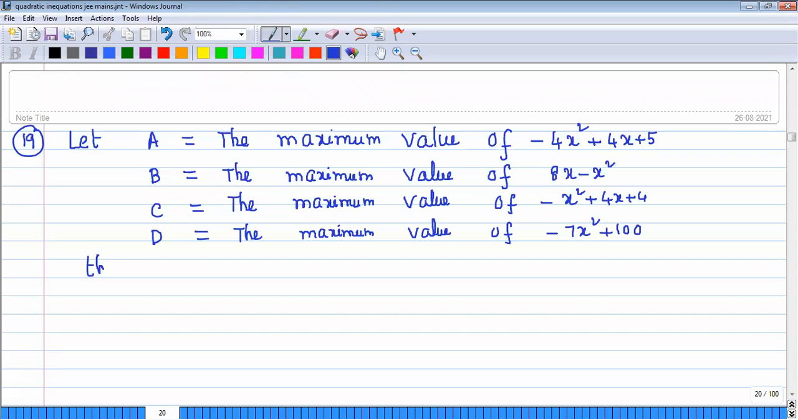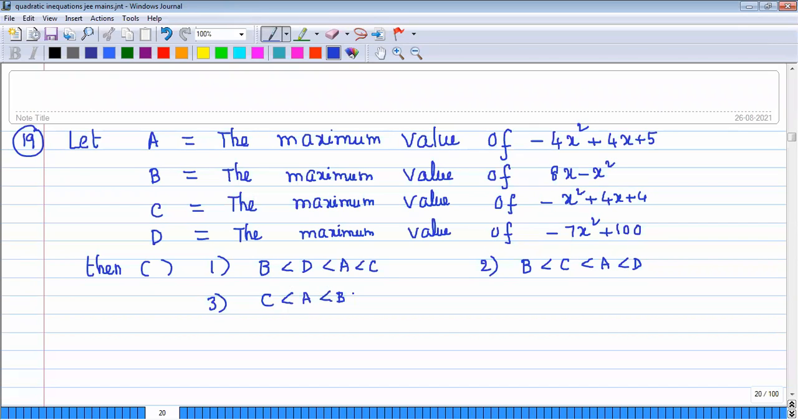Then, first option: B less than D, D less than A less than C. Second one: B less than C, C less than A less than D. Third option: C less than A less than B, B less than D. Fourth option: A less than D, D less than C, C less than B.